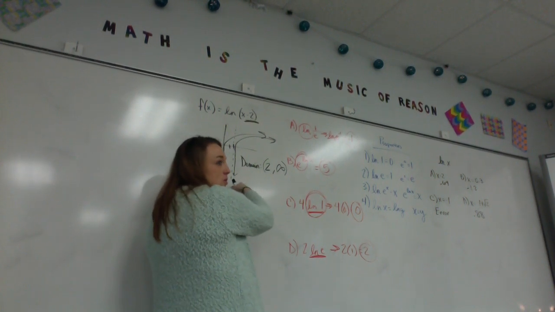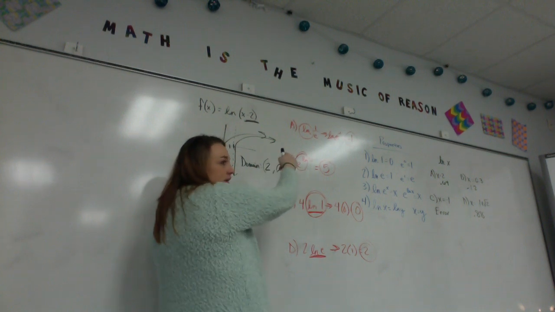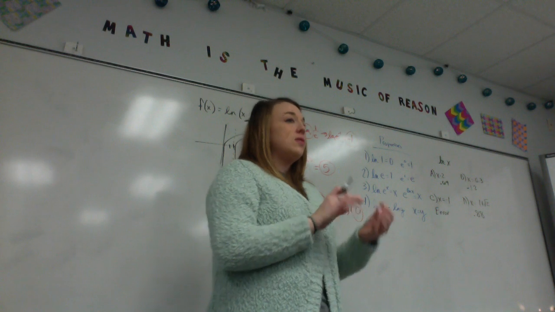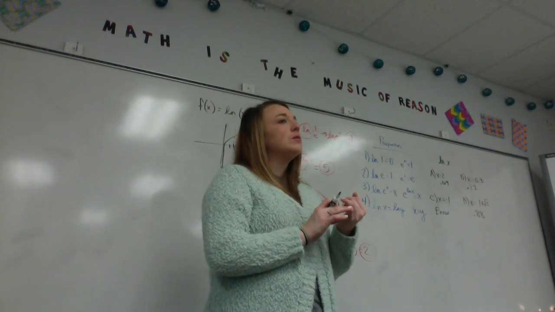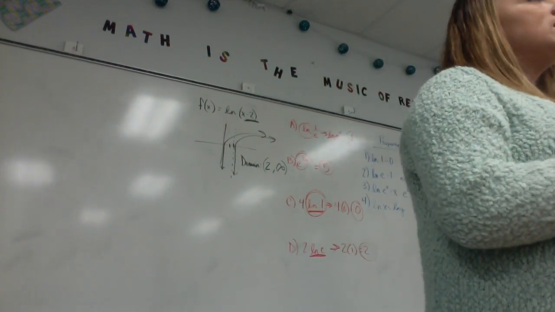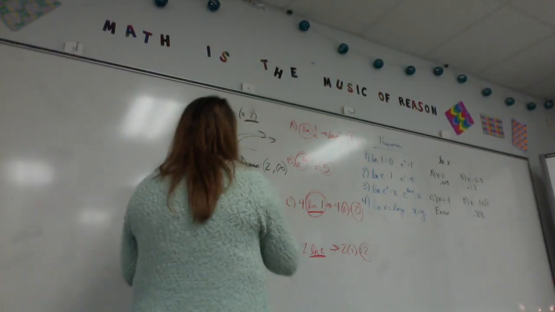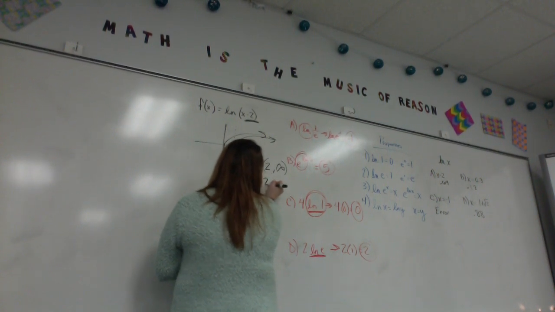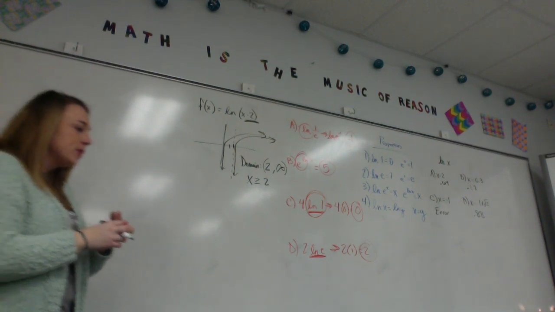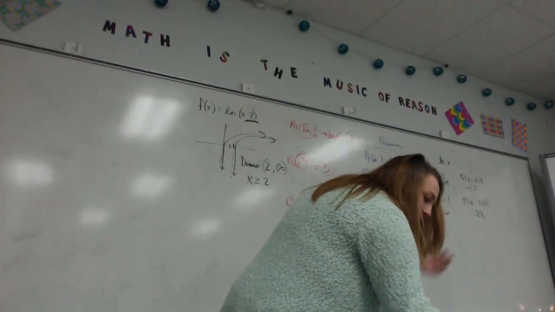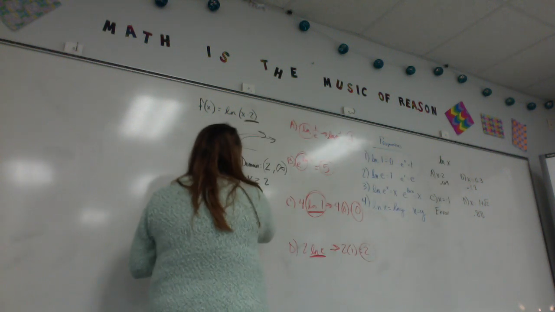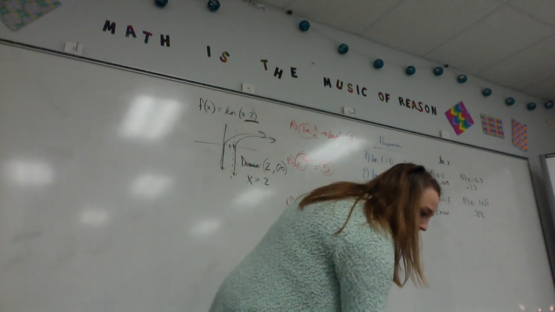It never touches 2. If it touched 2, I would use a bracket if it was my cutoff spot. You could say all positive real numbers except for 2. Another way you could write it is x is greater than 2. Any of those are acceptable. I'm sorry, not greater than or equal, it's just greater than because it doesn't touch 2.